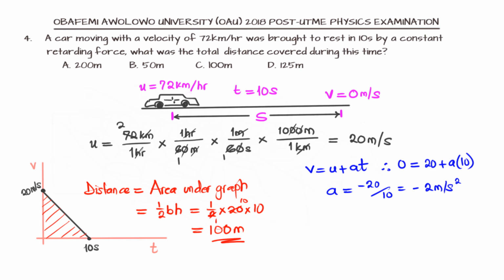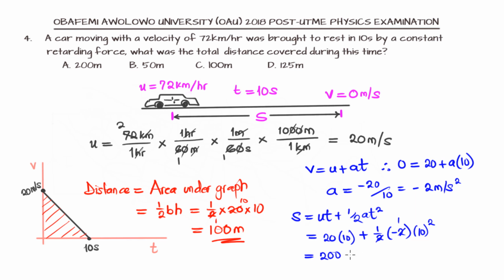So now, since we know our acceleration to be minus 2 meters per second square, we can use the formula for the distance. s is equal to ut plus half at square. That will be 20 multiplied by the time t, which is 10, plus half, the acceleration is minus 2. It's minus because it's a retarding force, so we use the negative sign. So that will be 200 minus 1 times 10 raised to power 2, which is 100. And that will be 100 meters.